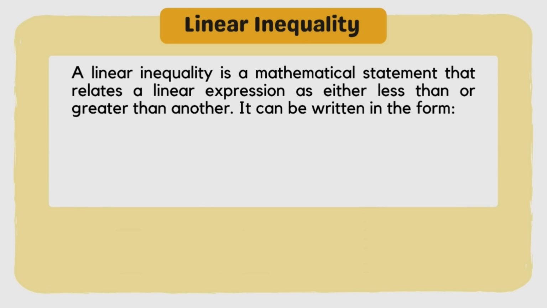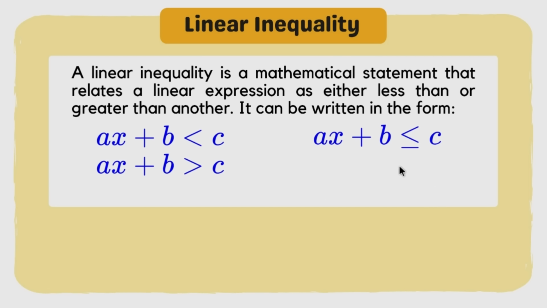Now let us first define linear inequality. Linear inequality is a mathematical statement that relates a linear expression as either less than or greater than the other. It can be written in the form ax plus b is less than c. It can also be ax plus b is greater than c. Next, it can also be ax plus b is less than or equal to c. Pwede ring ax plus b is greater than or equal to c.